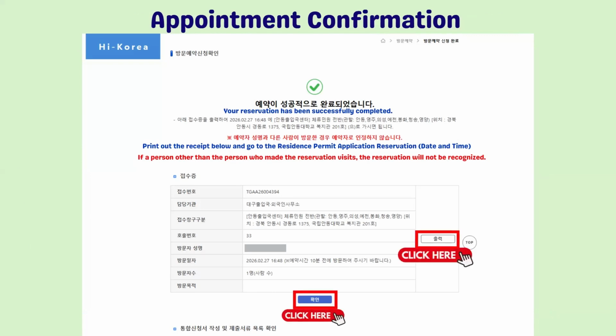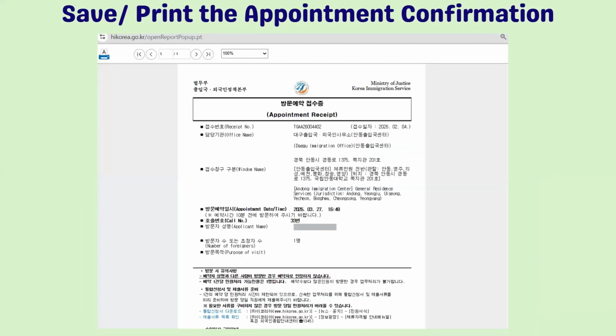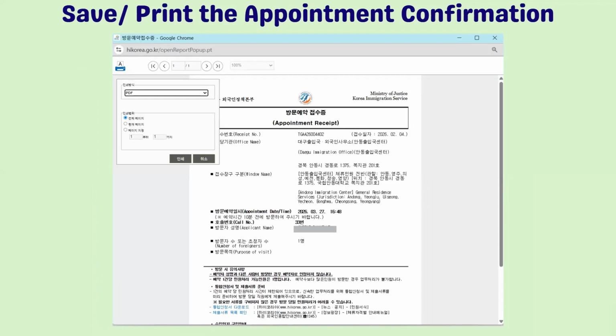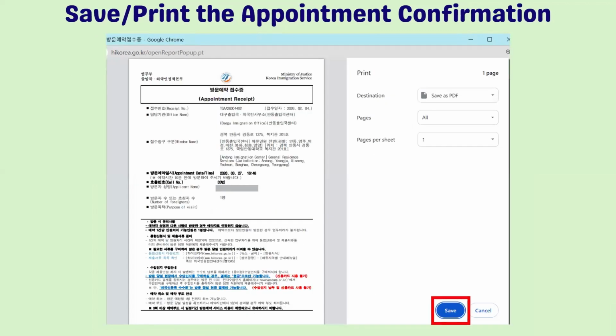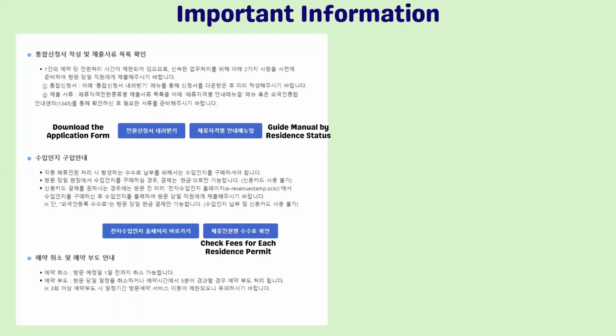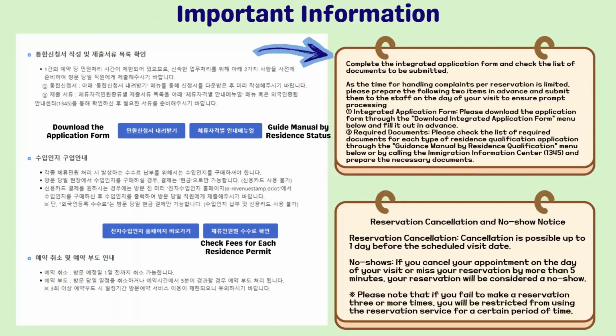To print, click Print. A new page will open. Click the scroll at the top to print. You can select the PDF option to save a copy to your computer. When the window opens, click Save. Once the print screen has closed, you will be able to see some important information. Here, you can also find the link to download the application form.